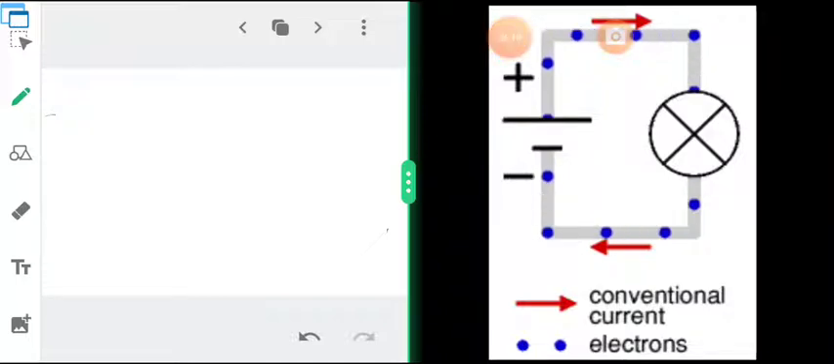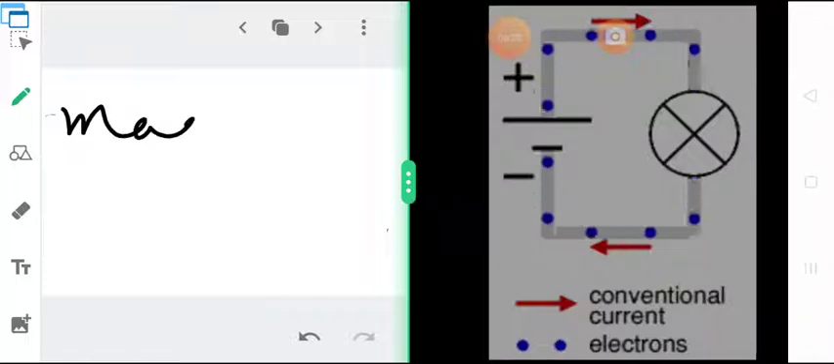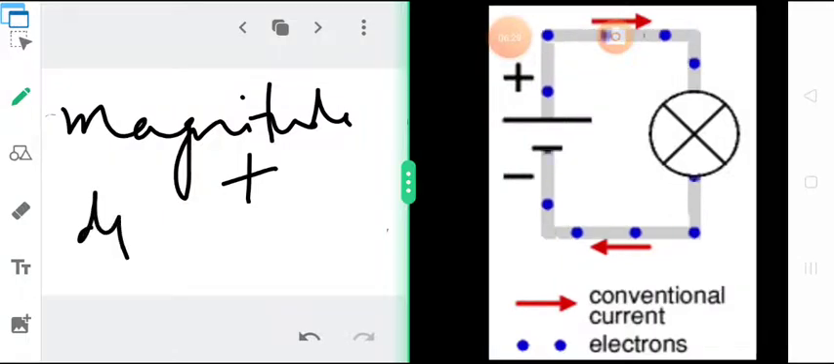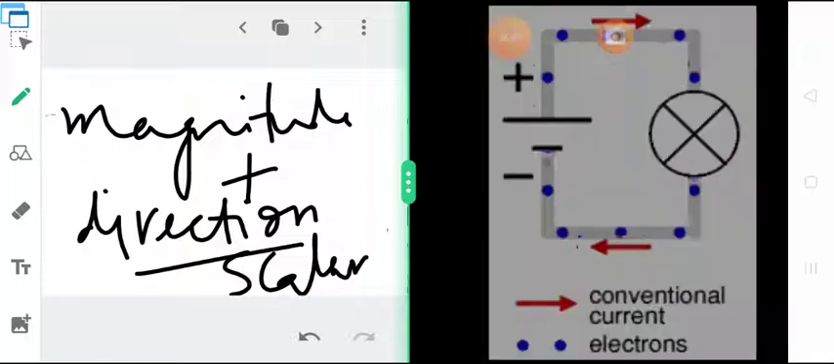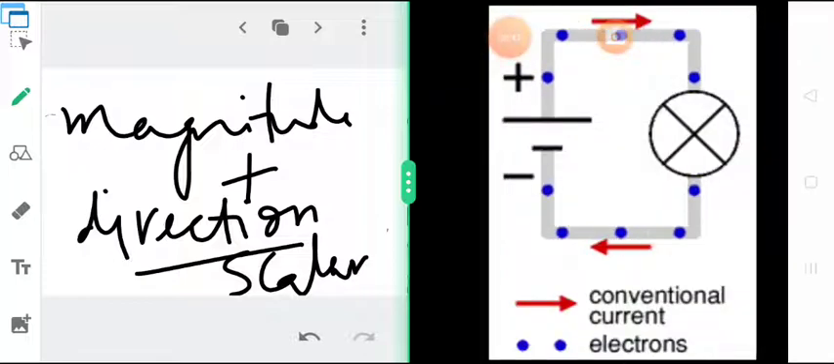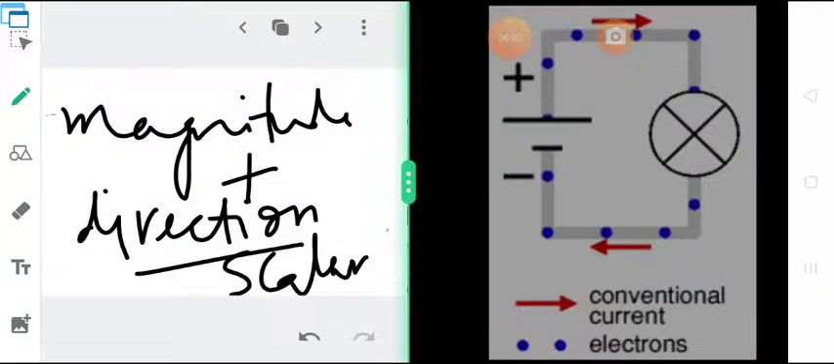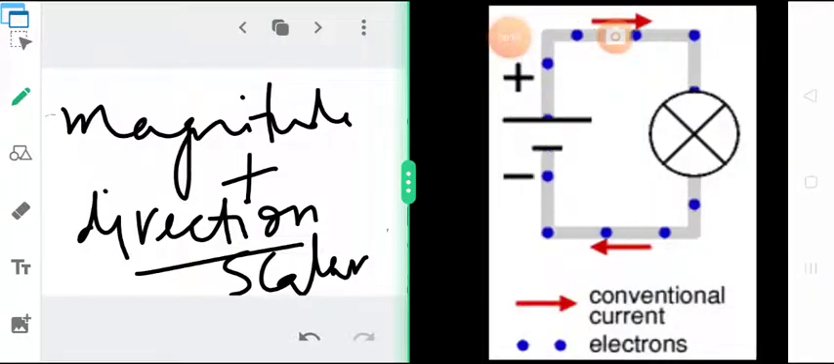We need to remember that even though current has both magnitude and direction, the direction being from positive to negative side, still it is a scalar quantity. Now, going by the knowledge about scalar and vector quantities that you have got in class 9, you know that any quantity that has both magnitude and direction is always a vector, but in case of current, it is simply a scalar quantity. Why is it so?